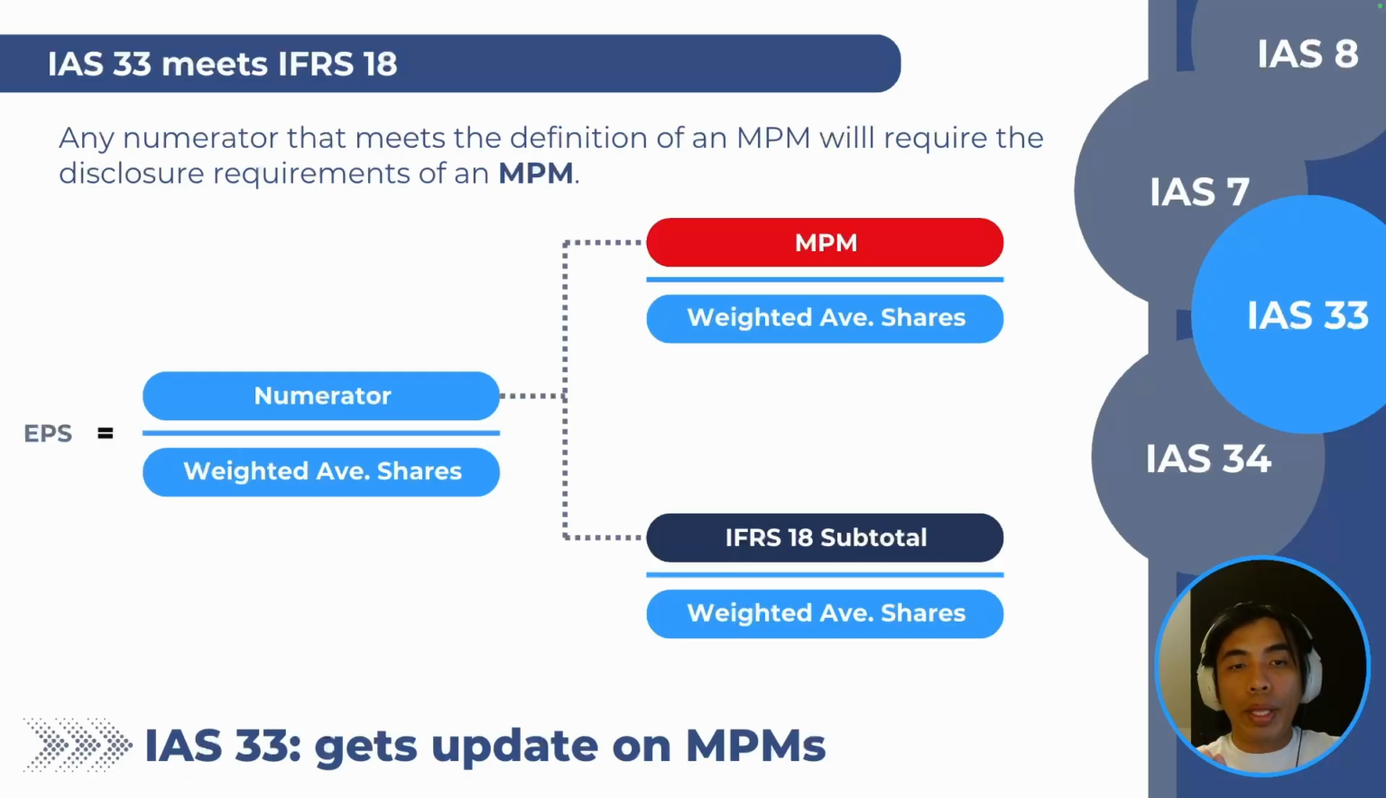So the general requirement in IAS 33, not much changed, except that you are now allowed to have two new types of EPS: EPS based on an MPM and EPS based on the IFRS 18 subtotals. And it is allowed only to be disclosed in the notes with all of the required details, disclosures, and reconciliations, especially if your new EPS is based on an MPM. If it's an IFRS 18 subtotal, you don't have so many other requirements. If the numerator is an MPM, then you need to treat it as a normal MPM. You have to put all of the details. So that's it for IAS 33.